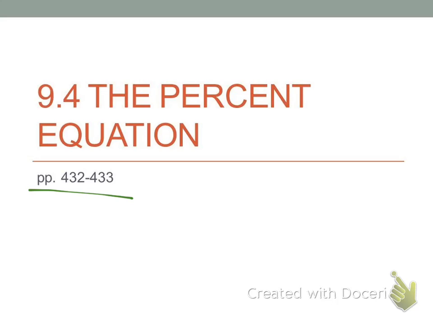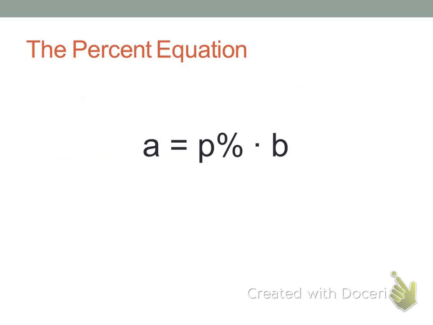We could still use the proportion on actually all of these and get the correct answer. But we're going to solve them a different way using today the percent equation. All right, so the first thing you need written in your notes is A equals P percent times B. A equals P percent times B. This is our percent equation.